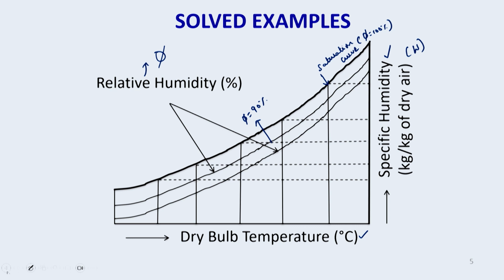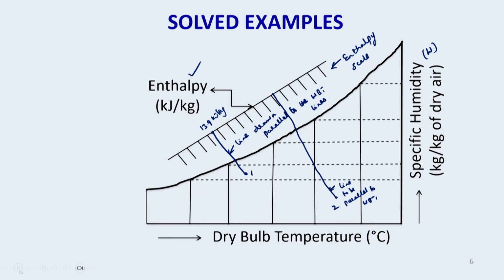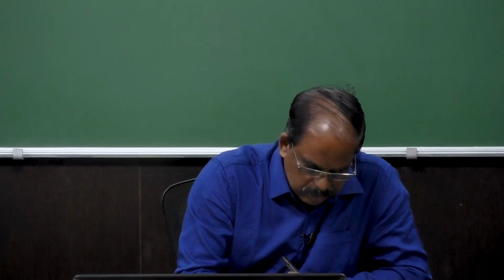Let us see the H2 value. It is around 64.6 kilojoule per kg. So both these enthalpy lines should be parallel. There are a lot of wet bulb temperature lines. You can refer to any one wet bulb temperature line and draw parallel to it. Otherwise, if you draw at any angle, the enthalpy value will not be a correct one.